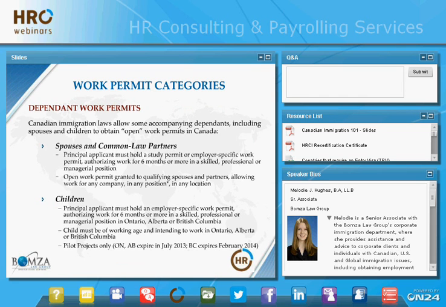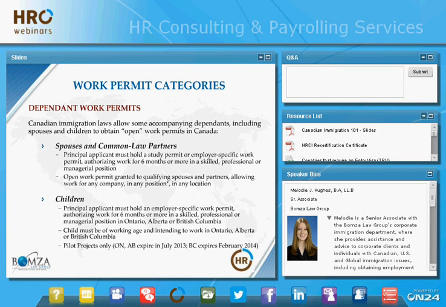For spouses and common law partners in particular, the key requirements are that the principal worker, so your employee, holds a study permit or employer-specific work permit authorizing work for at least 6 months or more in a skilled professional or managerial position, and that they're going to be actually residing in the country during that period of time.